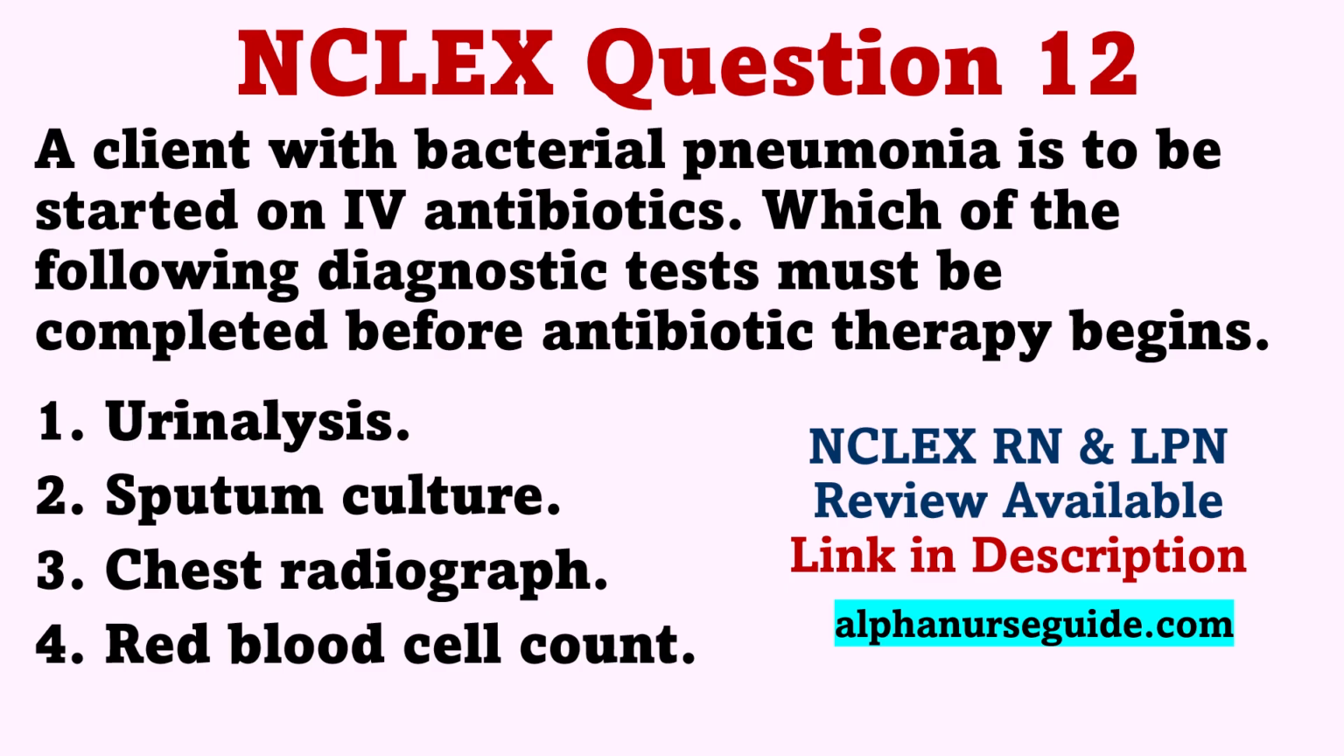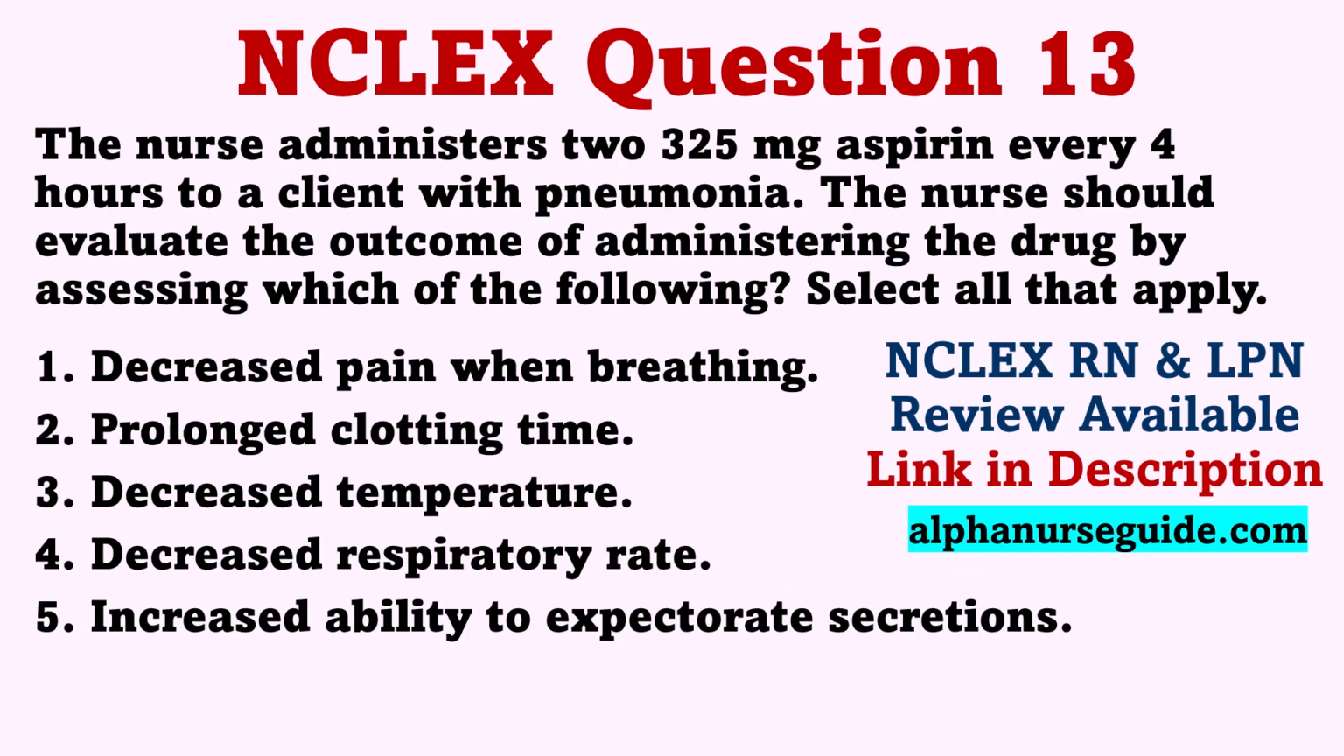therapy for pneumonia. The nurse administers 325 milligrams of aspirin every 4 hours to a client with pneumonia. The nurse should evaluate the outcome of administering the drug by assessing which of the following. Select all that apply. 1. Decreased pain when breathing. 2. Prolonged clotting time. 3. Decreased temperature. 4. Decreased respiratory rate. 5. Increased ability to expectorate secretions.